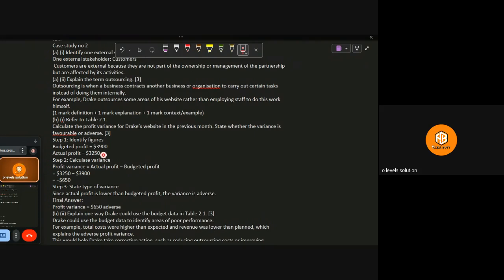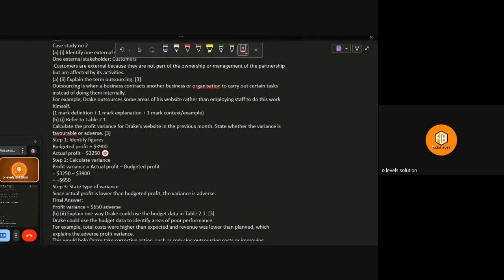So, what is the variance? Whether the variance is adverse or favorable. Favorable variance means that the actual profit is higher than the budgeted one. Adverse variance is when the actual profit is lower than the budgeted one. As you can see here, this is an adverse variance because he thought he would earn 3,900, but it's only 3,250. So minus 650 is basically the adverse variance.